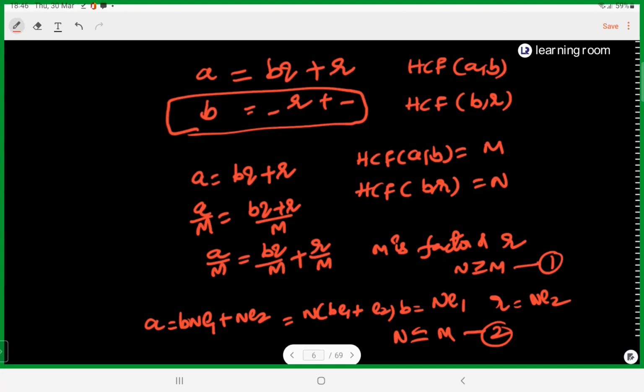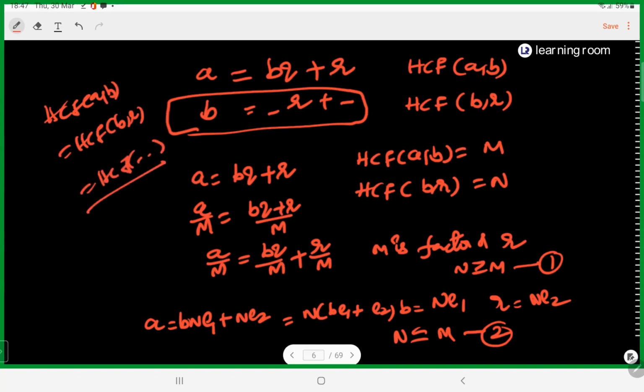So what we are doing with Euclid's division algorithm, we are first starting with a comma b, and until the remainder equals 0, we are repeating the process. So directly or indirectly we are saying HCF of a comma b is equal to HCF of b comma r, and it proceeds further, HCF of b comma r equal to HCF of and so on. So this we do till we get the remainder 0.